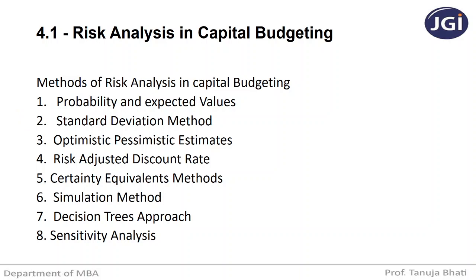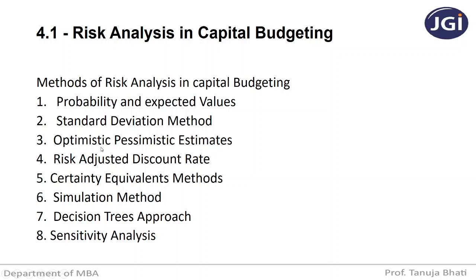Second is the standard deviation method. The risk or uncertainty that is attached to a capital expenditure project can be calculated by using standard deviation, and standard deviation is nothing but the square root of the sum of the products of probability of each consequence and the squared deviation of each consequence from the value of the average outcome. So by using the method of standard deviation also you can analyze the risk.